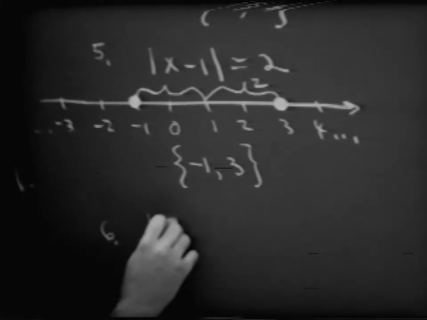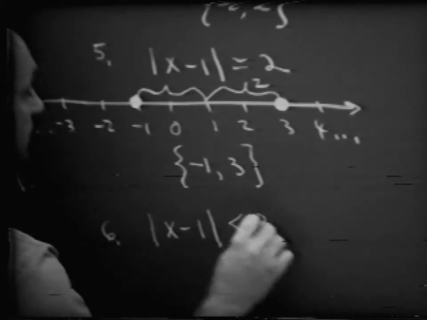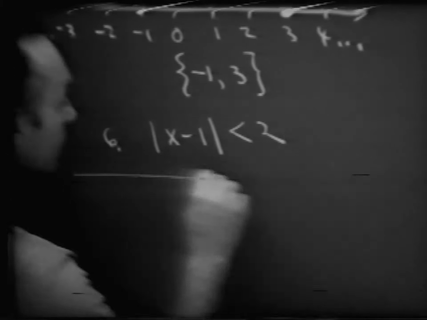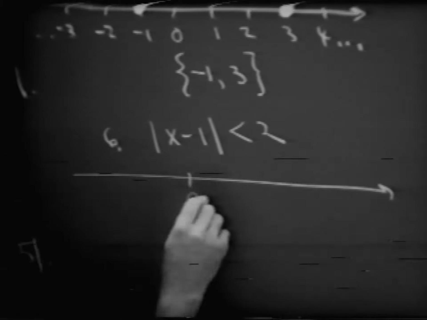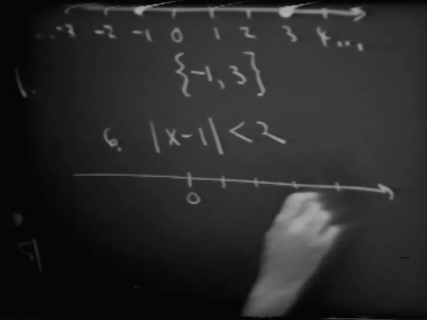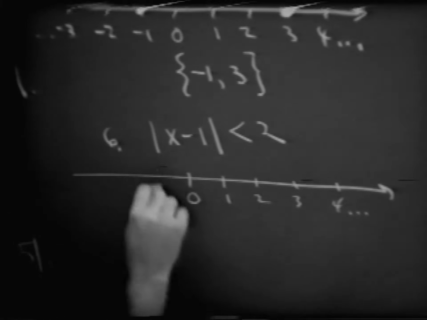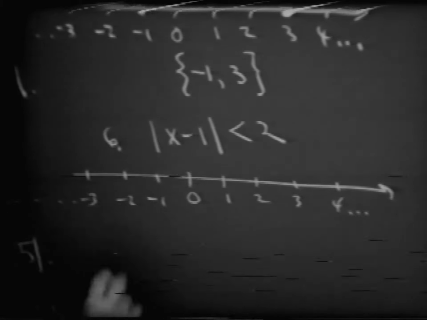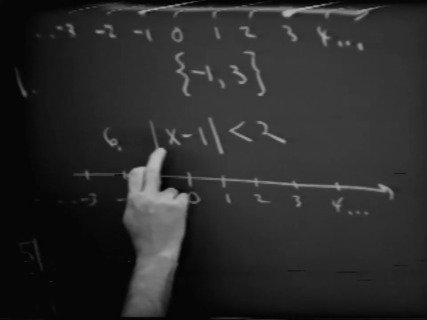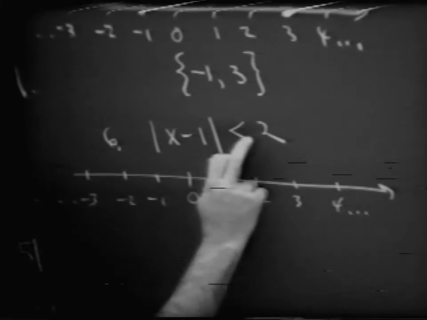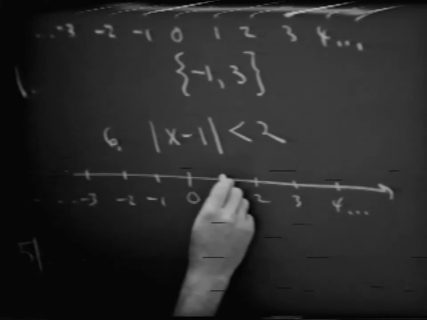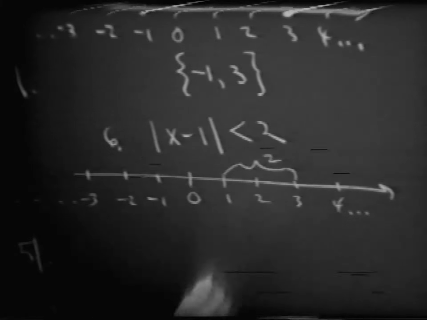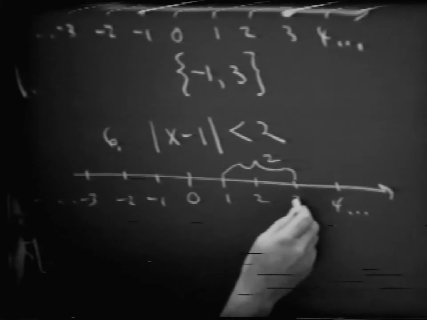Suppose we had the absolute value of x minus 1 is less than 2. All right, and again, let's go right to a graph. And if we were to make a number line here, there's 0, 1, 2, 3, 4, and so on, and -1, -2, -3, and so on here. Now, here we may think of this as the distance between x and 1 must be less than 2. And again, our starting point, so to speak, is at 1, and we may go away from 1 at most 2 units.